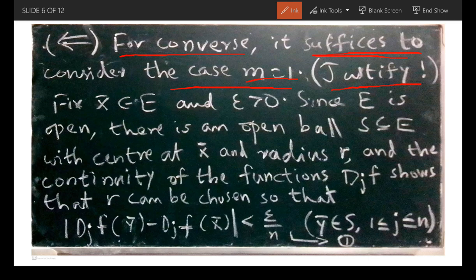I will give you a hint. A vector function is continuous if and only if its components are continuous. And a vector function is differentiable if and only if its components are differentiable. So that is the hint. And with that hint, I want you to justify it is enough to take the case m equal to 1. That means f is a real function.